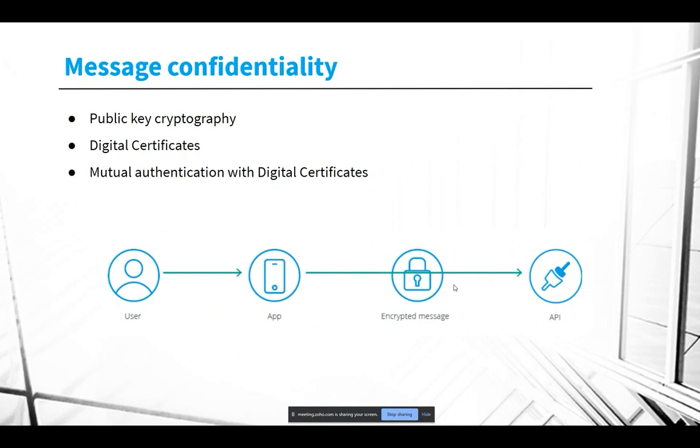So for confidentiality, we want to make sure that apart from the payload, the man in the middle or the attacker can't even see whatever you are passing as part of the whole communication. So you encrypt that message, and encryption can happen with different technologies, like public key cryptography.